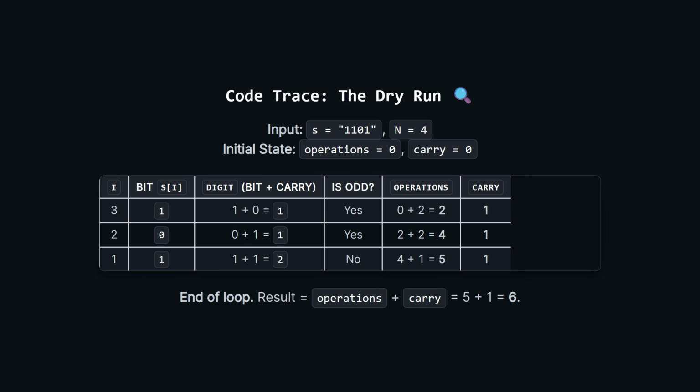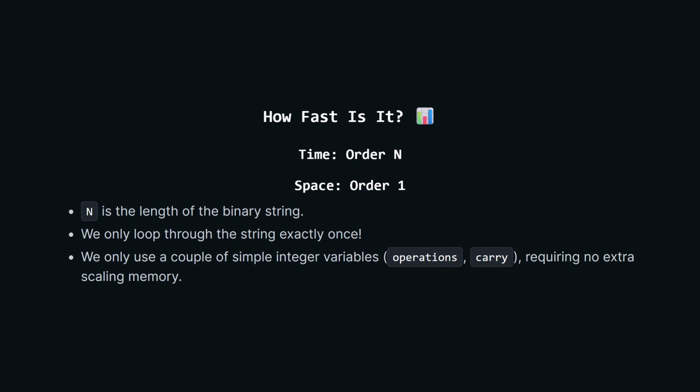Moving to index 1, the bit is a 1. 1 plus our carry of 1 equals 2. 2 is an even number, so we only add 1 to our operations. The loop finishes, and our answer is our 5 operations plus our leftover carry, which equals 6. Perfect. So how fast is this greedy approach?